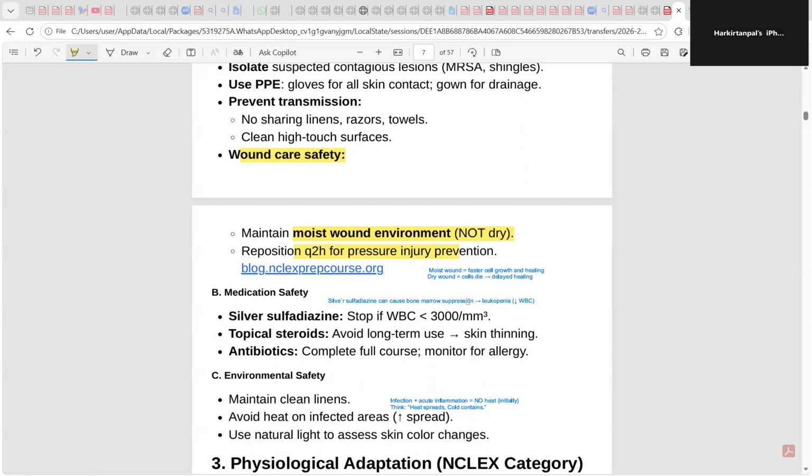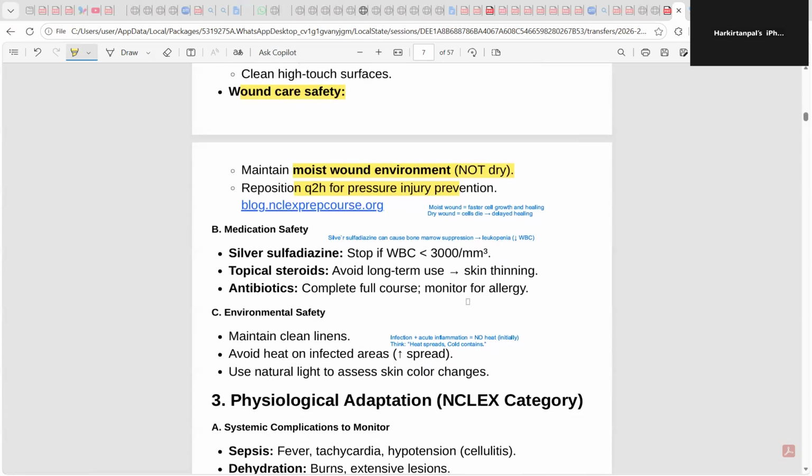We can pad the pressure points like the ankle, the knee, and even the shoulder joints, which are prone to get pressure injury, so they should be padded. That is to prevent the friction. Friction can cause bed sore, so to prevent the friction, we can use the padded dressing. And also medication safety.